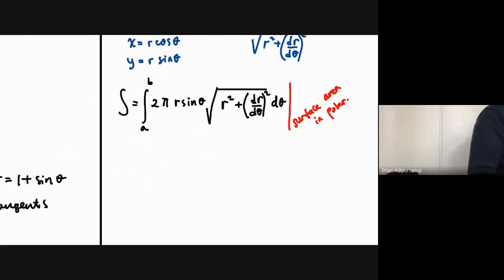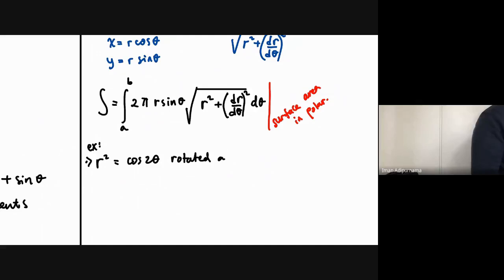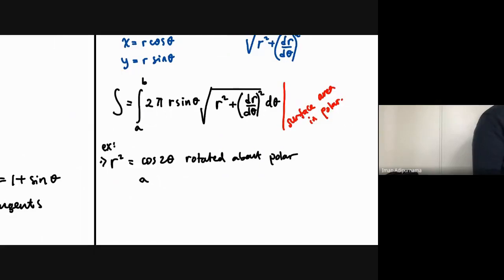Now the example for the surface is: you have r squared equals cos 2 theta, rotated about the polar axis. Find this surface area.